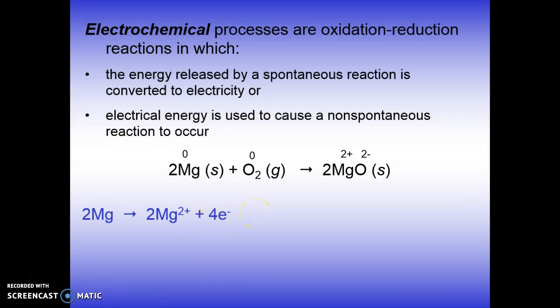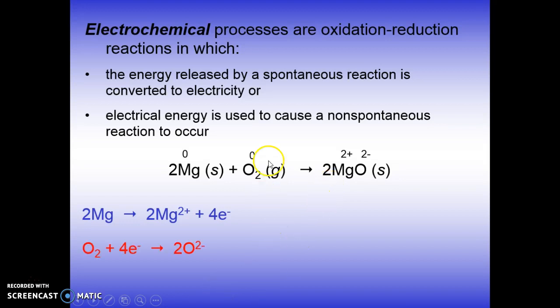So when you write a half reaction, you show the atoms balancing, but you also have to show the electrons and you have to show charge balancing. In order to balance charge, the total charge on the left has to equal the total charge on the right. So on the left side, I've got 2 magnesiums, 0 charge, so 0 on this side. 2 times +2, so that's a total of +4. And a total of -4, so I add those together, and it's still 0 on both sides.